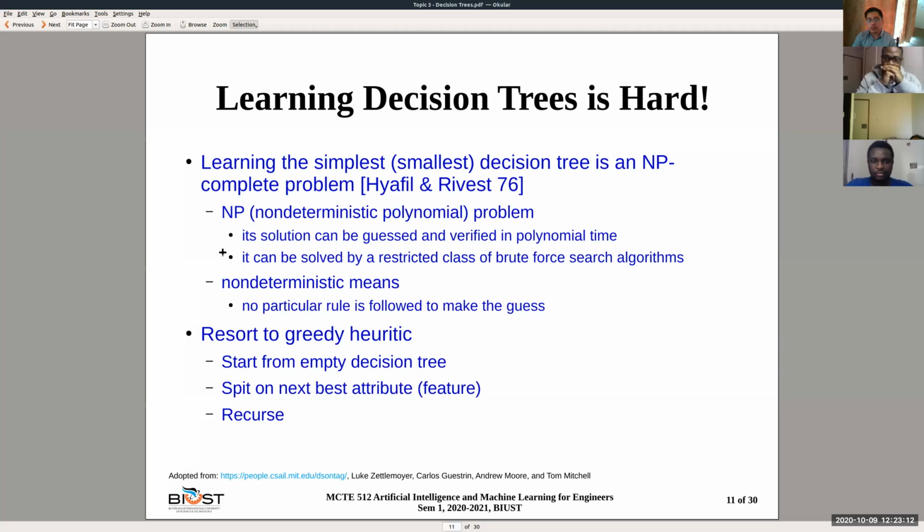So in this case, we will search. It is an NP-complete problem where you can find a solution through brute force. So we say that we resort to a greedy heuristic. We start with an empty decision tree and split on the next best attribute or feature, and then recurse, and then we iterate, going through other attributes to find the final decision tree. So that is the method of going through and defining the final decision tree.